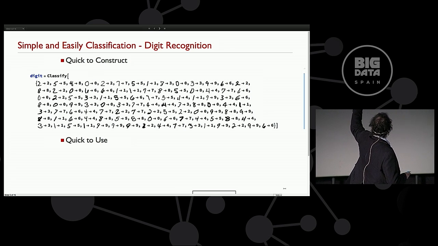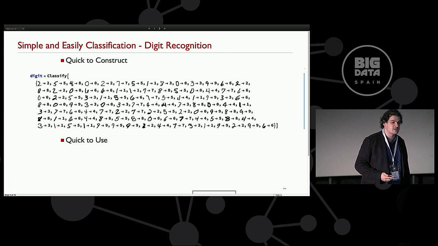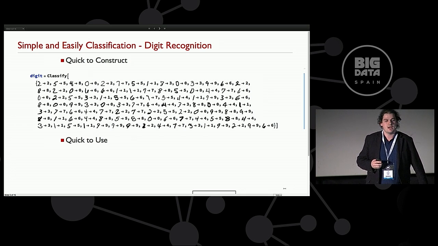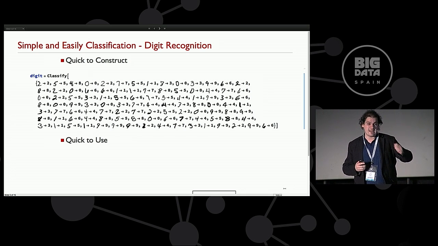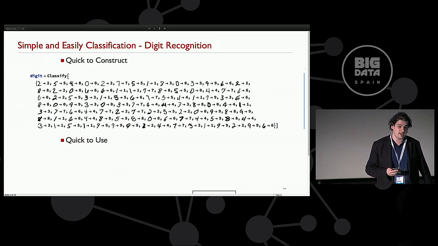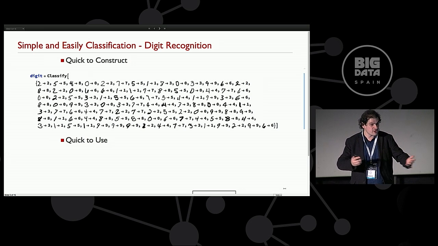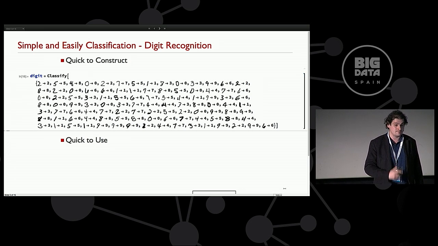What we have here is a classify function. We say we've got these handwritten digits, and we have to specify a class, which in this case is going to be numbers. And that's it. We've basically already created our classifier.